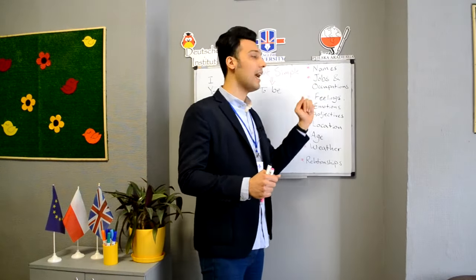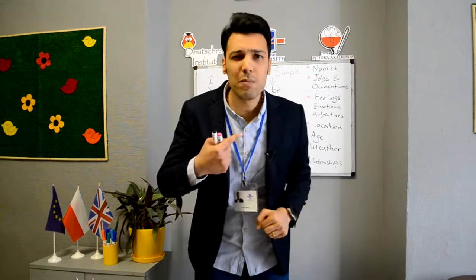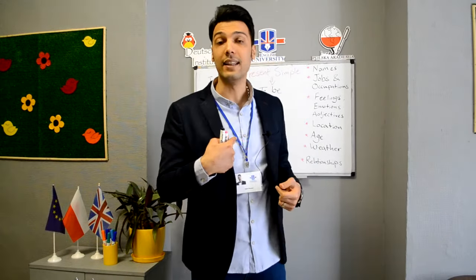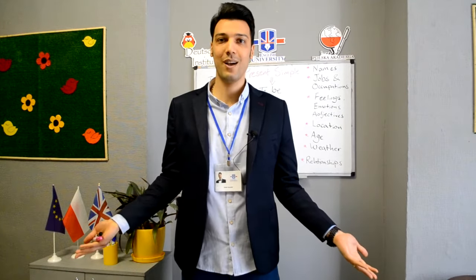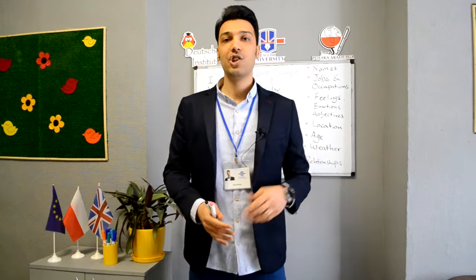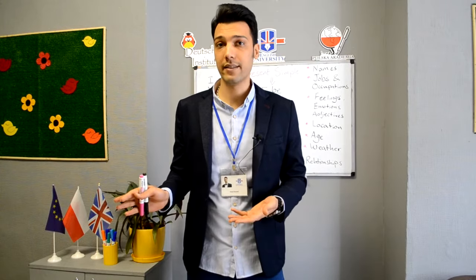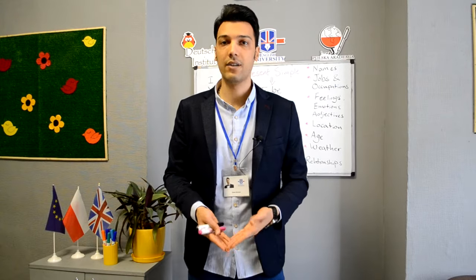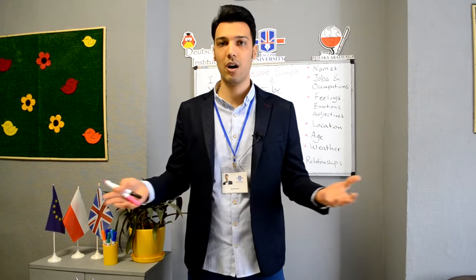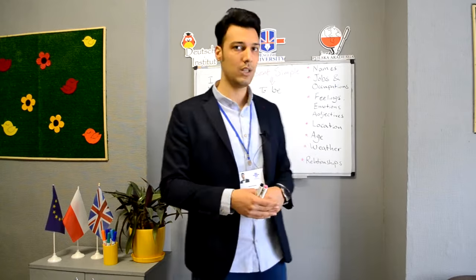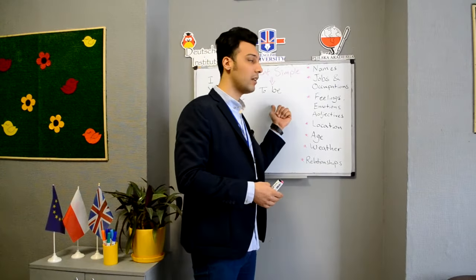Jobs and occupations. What is my job? Yes, that's right. I'm a teacher. I'm teaching English. So that is my job. It's obvious, yeah? She. What is her job? She is a student. They are students. Very good. They are soccer players. So when we want to talk about any jobs or any occupation, we can use present simple be.